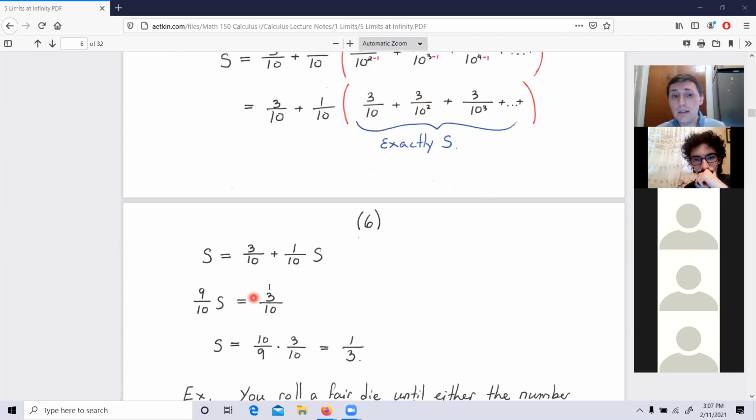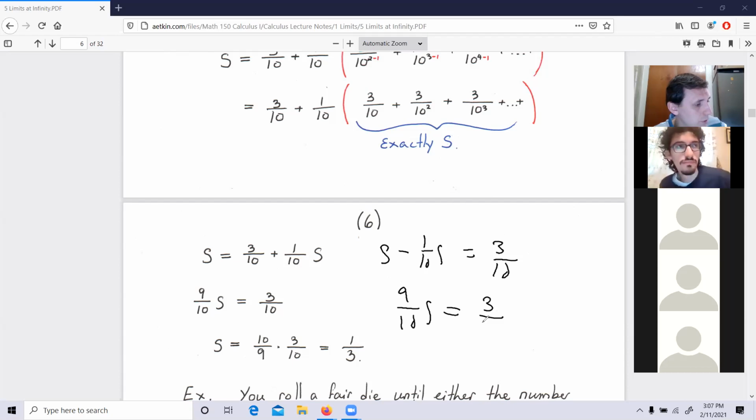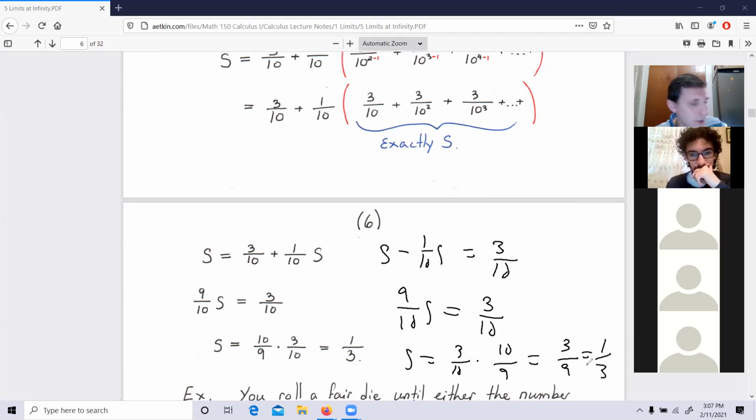Now I move this across. So S minus 1 over 10 S equals 3 over 10. So that means 9 over 10 S equals 3 over 10. So then I can simply say that S equals 3 over 10 multiplied by 10 divided by 9. And the answer is 3 over 9, which is 1/3 indeed. Yes? It is 1/3 indeed.